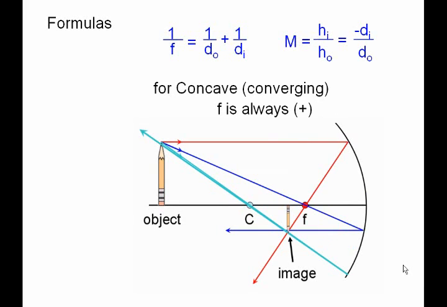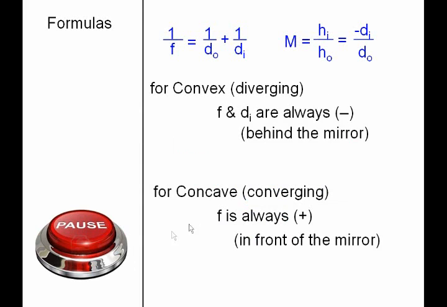For the concave mirror, this image is in front of the mirror, and that's why it's a real image. Our DO is going to be the distance from the pencil to the mirror. DI is the distance from the image to the mirror, and F is the distance from the focal point to the mirror. In this case, the F is always in front of the mirror, so F is always going to be positive. For both of our mirrors, our DO is always going to be positive. You always put something in front of the mirror. You're not going to put it behind the mirror. So I didn't write that one down just because it's common sense. All right, let's pause and copy.